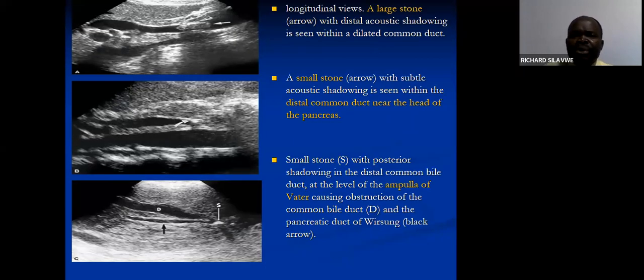Then I'm just showing you the stone here. That's a common bile duct. That's a stone there. We have another stone here. We have another stone here. So most of the time, the stones will show acoustic shadowing. That's the black thing that goes posterior to the stone. But some of the stones may not show the acoustic shadowing.